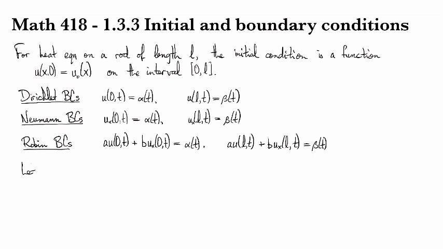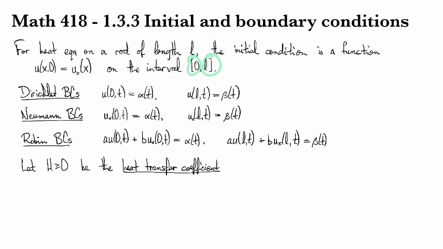So suppose that we take some parameter h to be the heat transfer coefficient. So this represents how well thermal energy can pass from the bar to outside the bar, or in other words, how readily it can cross the interval at 0 or at L to leave the bar. So how well energy propagates across the boundary. That's what I should say.